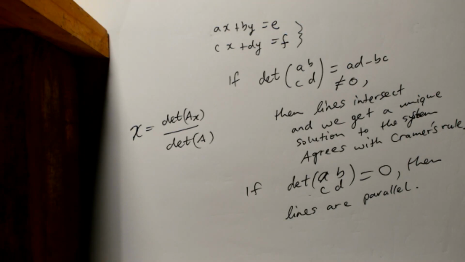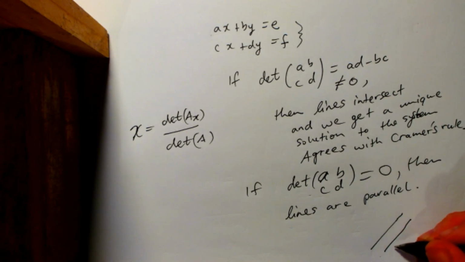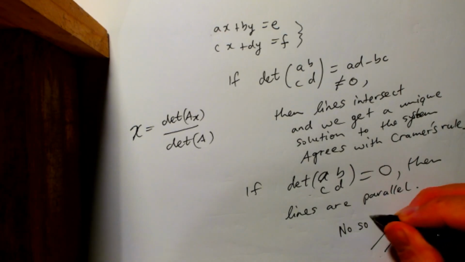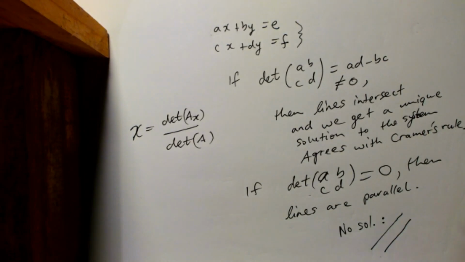So there's either no solution to the system, meaning that another word for that is inconsistent. So here I've just sketched two parallel lines, right? So there is no intersection with parallel lines. So this is no solution. Geometrically viewed, it's parallel lines.